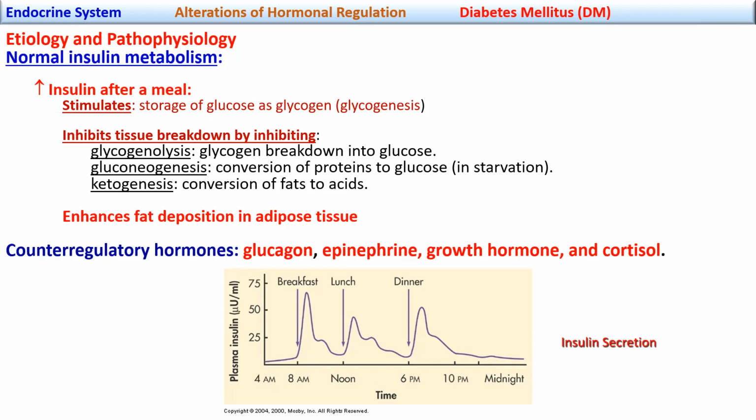Increased glucagon leads to hyperglycemia. Increased epinephrine, increased hyperglycemia. Increased growth hormone would lead to hyperglycemia. Increased cortisol will lead to hyperglycemia. All these hormones work opposite to the insulin hormone.